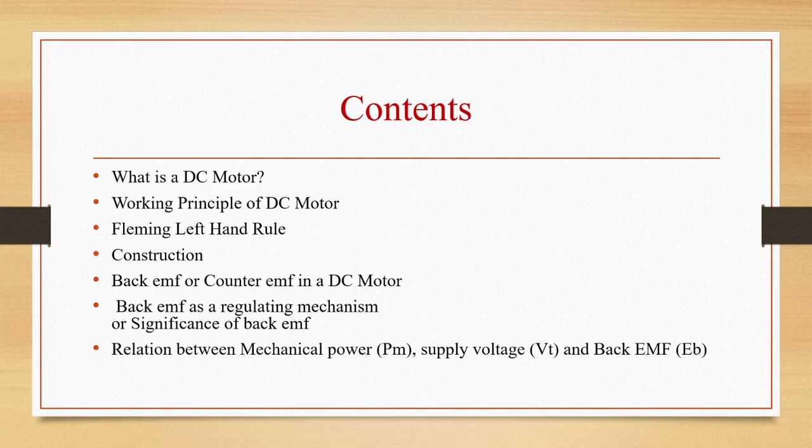So what is a DC motor? DC motor is a machine which converts electrical energy into mechanical energy. And the operating principle of DC motor is that whenever a current carrying conductor is placed in magnetic field, it experiences a mechanical force. Okay, and the direction of this force is given by Fleming's left hand rule, and the magnitude is given as F is equal to BIL newtons.